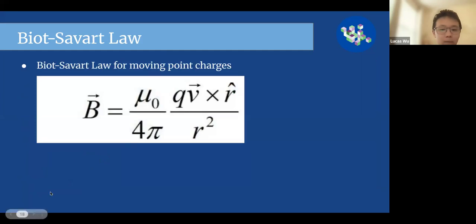All right. The Biot-Savart law also works for moving point charges. Remember, before we had the I times dl. Here we have Q times V, and actually I dl equals Q times V. Those two are equivalent, so this is just an equivalent form of the Biot-Savart law, for if I have a single charge that's just moving.